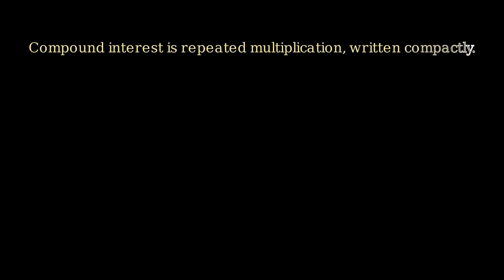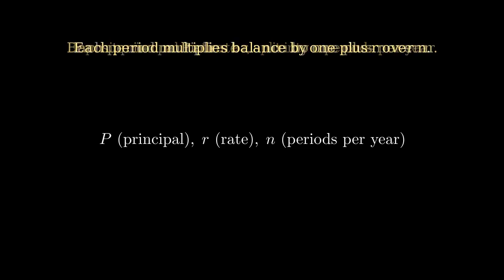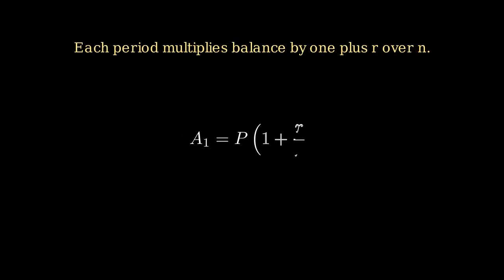Compound interest is not some banking mystery, it is just repeated multiplication written compactly. Say you deposit a principal capital P at an annual rate, R, split into n compounding periods per year. After the very first period, your balance is the original amount times the quantity 1 plus R divided by n, and you apply that exact same multiplier again and again, period after period.